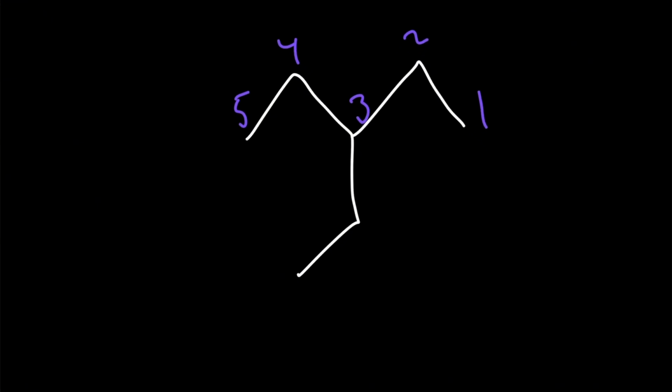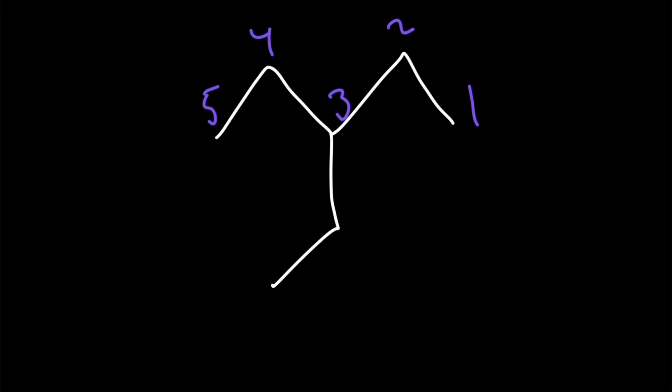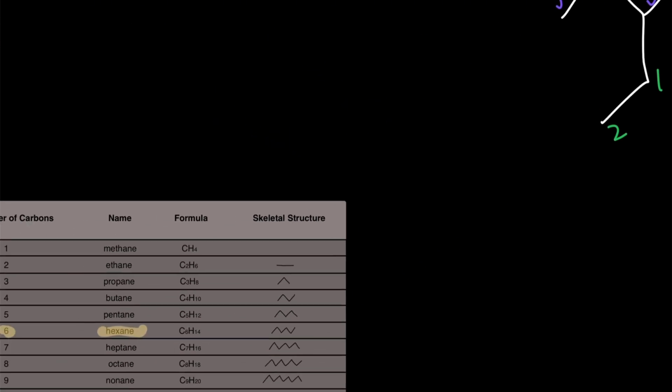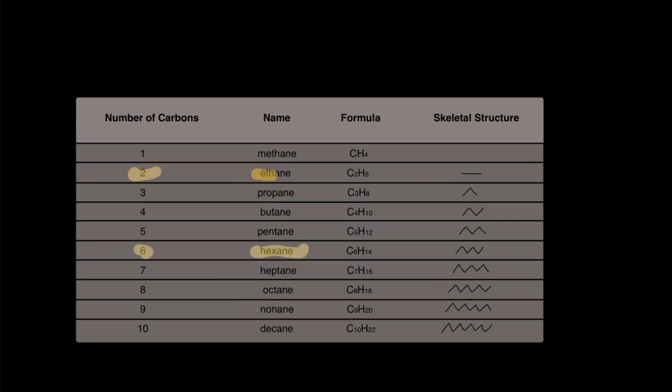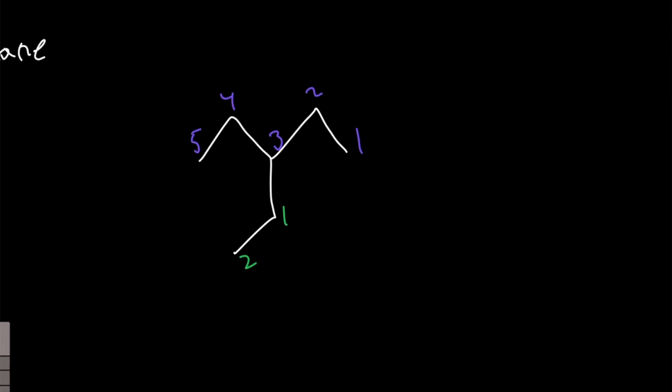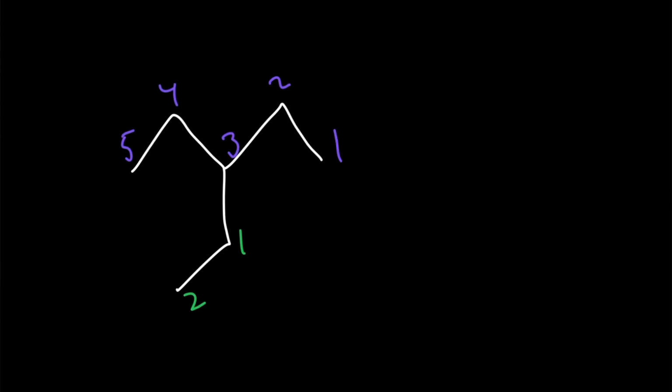But what is this branch? Well, to name this branch, we first have to count the carbons of it. And it's 1, 2 carbons. And if we look at this chart here, if there's 2 carbons, that's going to be ethane. But since it's a substituent, it's going to be called ethyl. So methane will be methyl, propane will be propyl. The point is that since it's a substituent, you want to take away the A and E ending and add that YL ending.